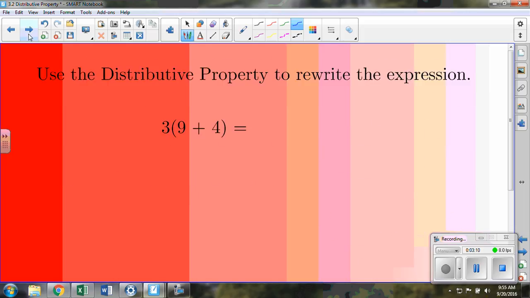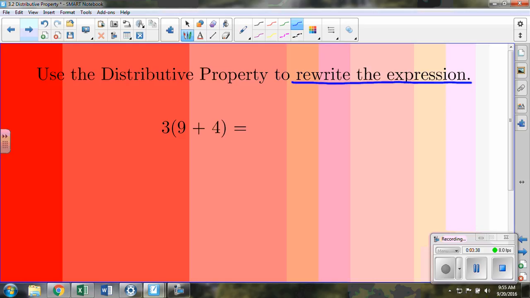So, use the distributive property to rewrite it. Pay attention to the directions here. They do not say evaluate. The directions do not say get an answer. They say to rewrite the expression. If you go through and crunch the numbers and give me a number answer of 39, you're wrong because you did not do what the directions asked.